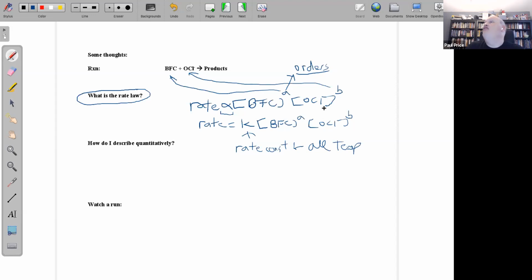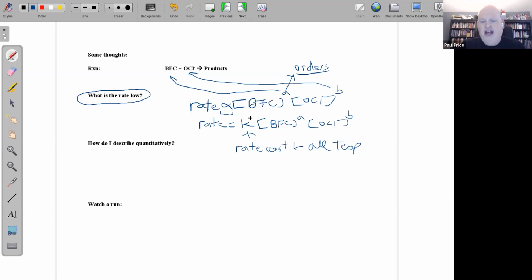So for today, we're going to do everything at one temperature. So for us, we're not going to mess with the value of K. But if I were to change the temperature, increase the temperature, K would go up. If I were to decrease the temperature, K would go down. So K is our quantitative way of measuring how much temperature impacts the rate of the reaction, okay?